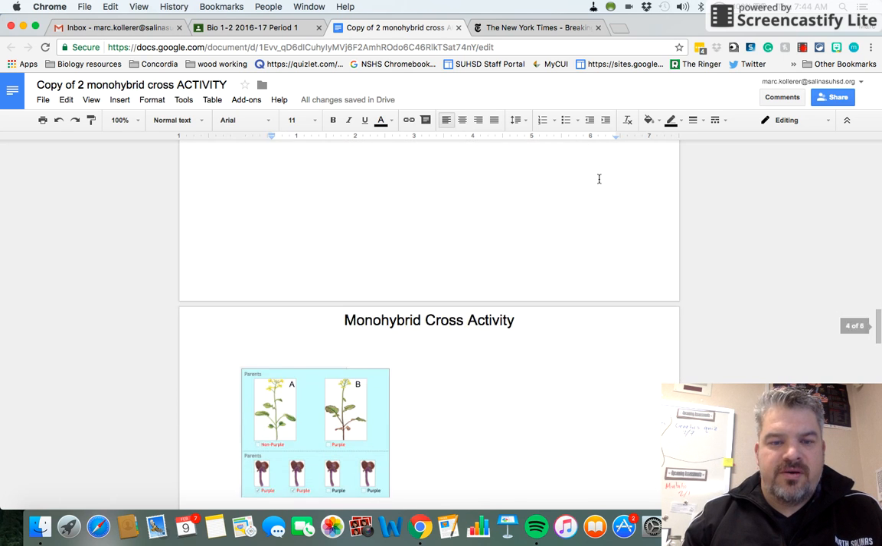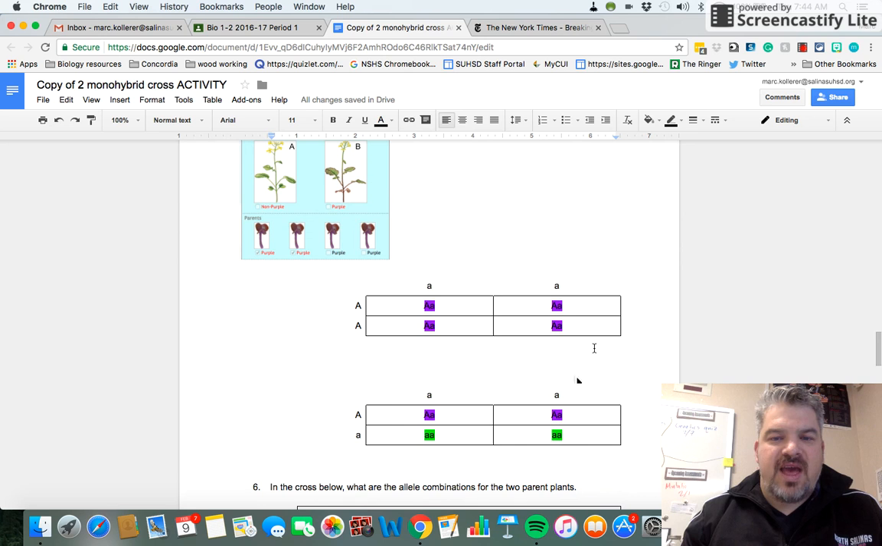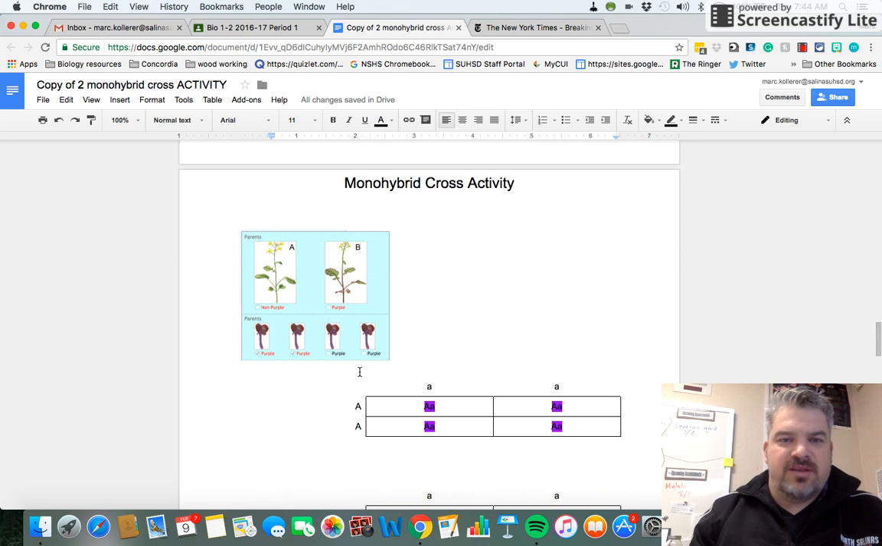Okay, so that's how you do these. You don't have to add the Punnett squares on your document. Just do it on a whiteboard. Try number 6, and then I'll go over number 6 as well.